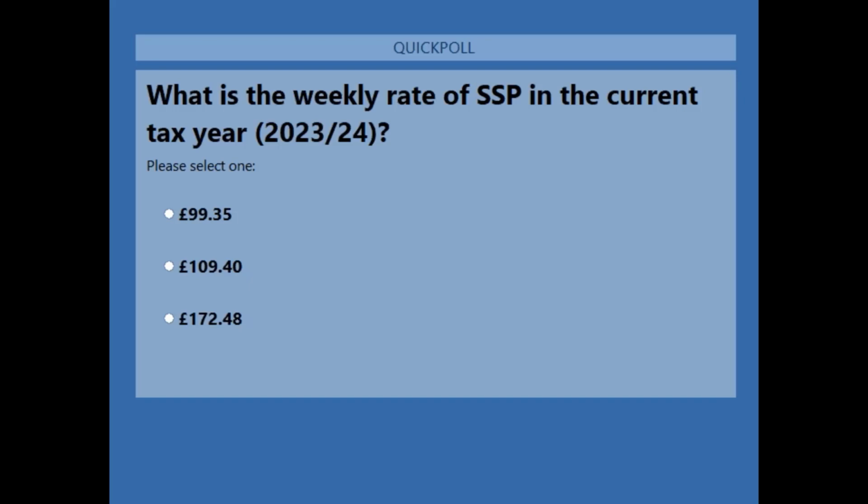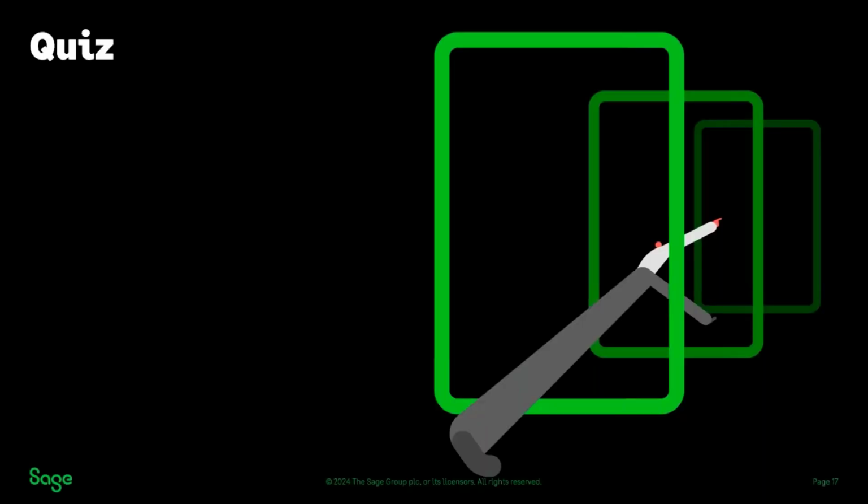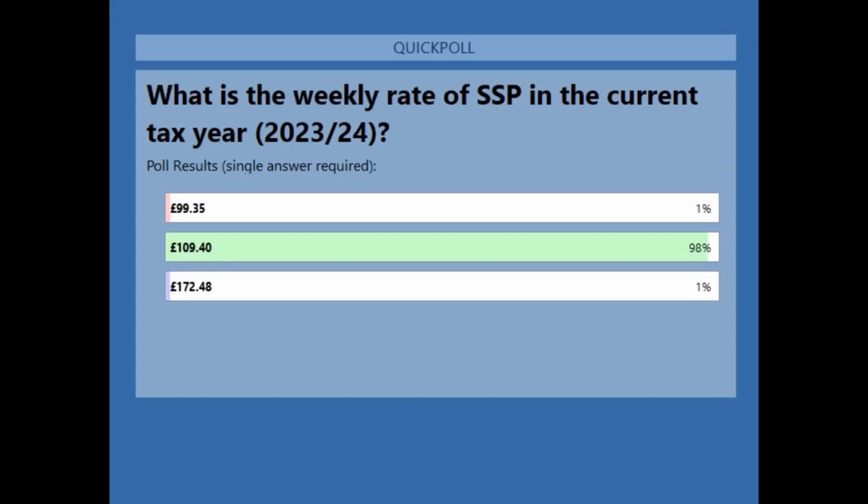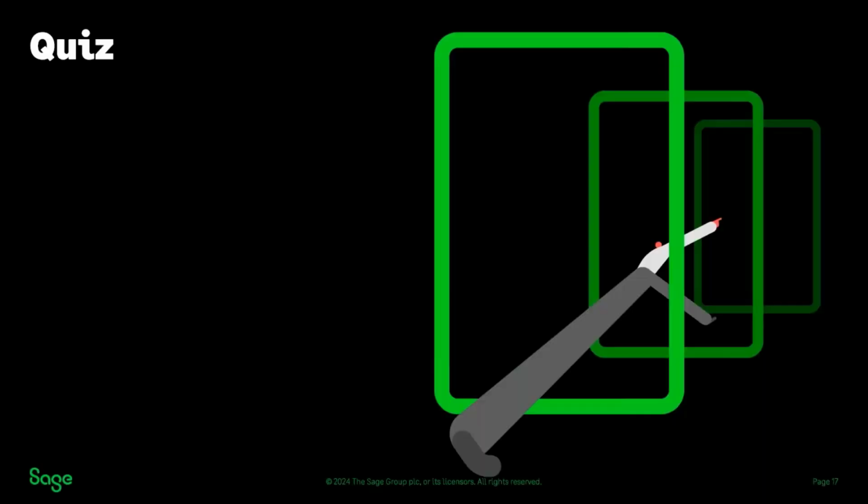Great, so just about 80% of the vote in. Let's close that down and share the results. And I'm happy to see that 98% of you got the answer right. This year's weekly rate of SSP is £109.40. If you said £99.35, that was last year's rate, and the £172.48 is the rate of statutory parental pay. So I just threw those in to put you off. It didn't fool most of you. So good work on that first question.